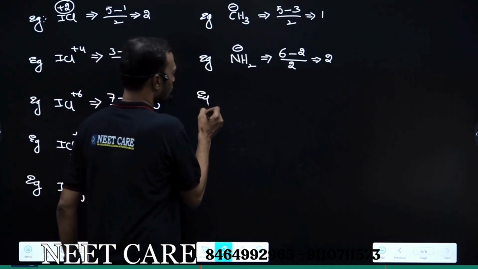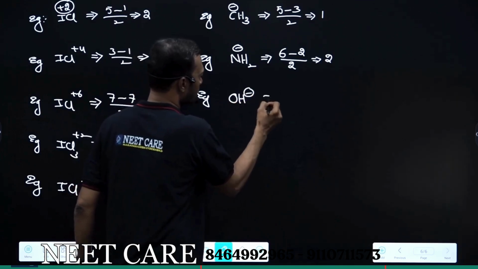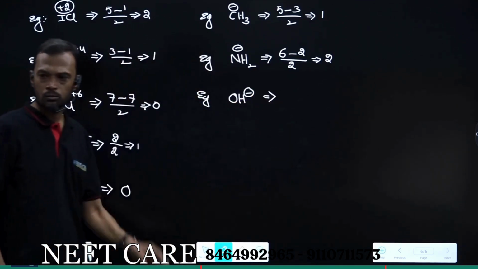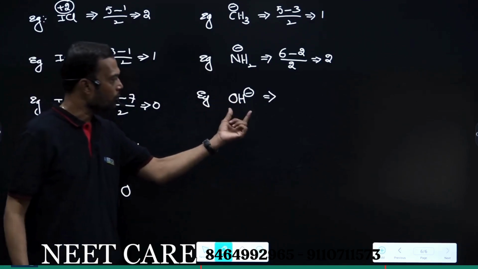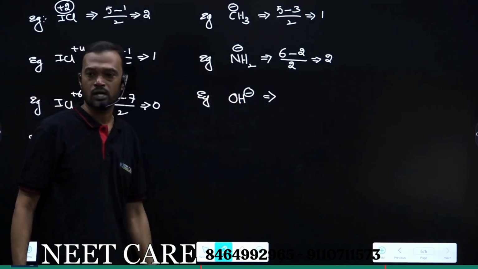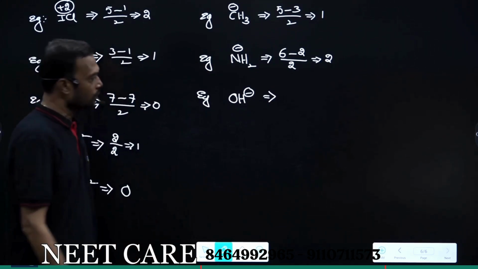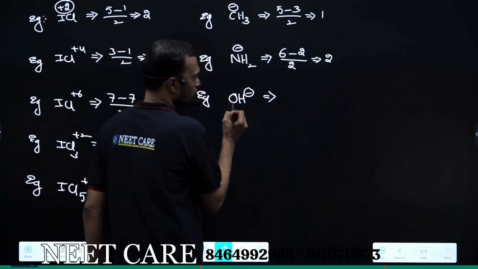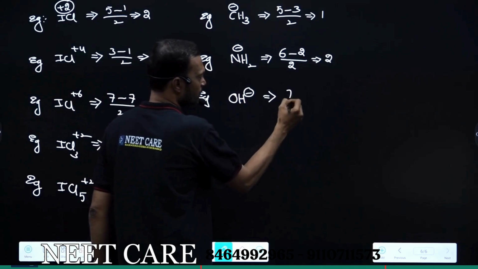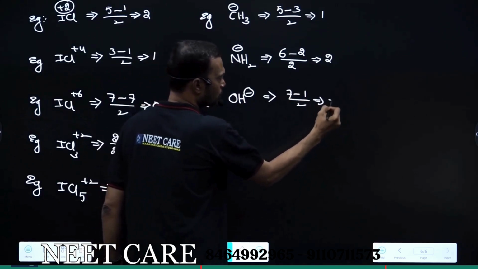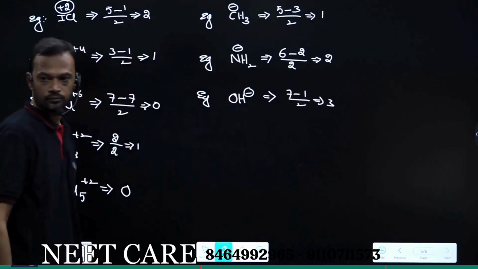And if you take one more, hydroxide ion, they will ask like that in your exam. Very short points and they are most important for your examination. How many lone pairs are present in hydroxide ion? If they ask like that, what is your answer? Oxygen belongs to 6. 6 plus 1, 7. 7 minus 1 by 2. 6 by 2, and here this carries 3 lone pairs.